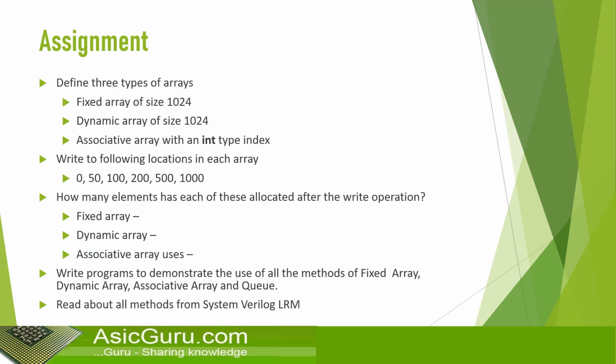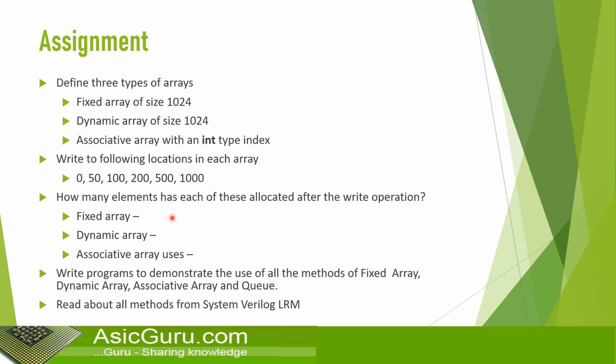So this is a simple assignment which tests your ability to define array types and implement all array methods. Firstly, you need to define three array types: a fixed array of size 1024, a dynamic array initially set to 1024, and an associative array with an integer index. Next, write to the locations 0, 50, 100, 200, 500 and 1000 in each array. This tests how each type handles non-sequential access.